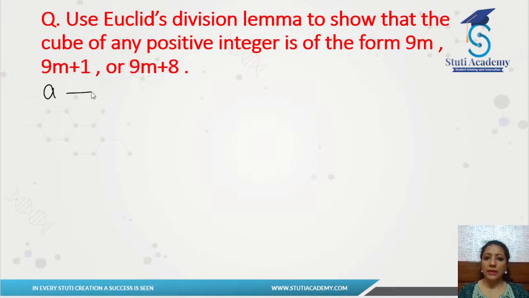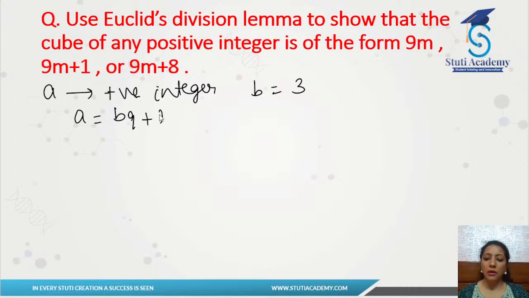So we are going to take a as any positive integer and we are going to take b as 3. Please notice we are taking b as 3, we are not taking b as 9. Now we are going to apply Euclid's division lemma here. So we can write a as bq plus r, where 0 less than or equal to r less than b.